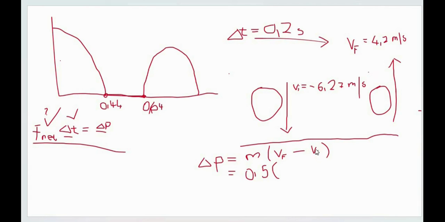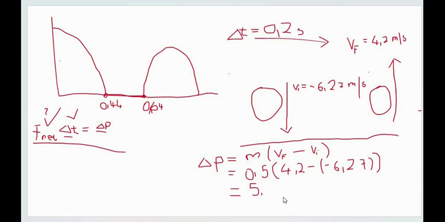What about VF? VF on the other side will be 4.2 meters per second, minus V initial, it's minus because this is the formula, 6.27, which is the velocity that the ball struck the ground with. You need to put two brackets, right? When you put that in your calculator, you are going to get 5.23. Let me just double check.